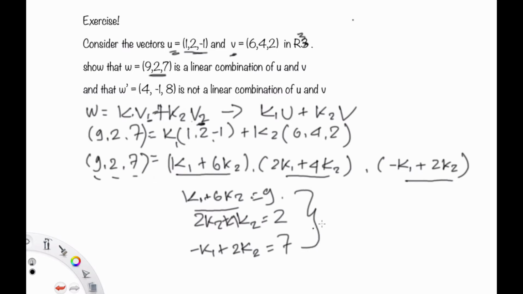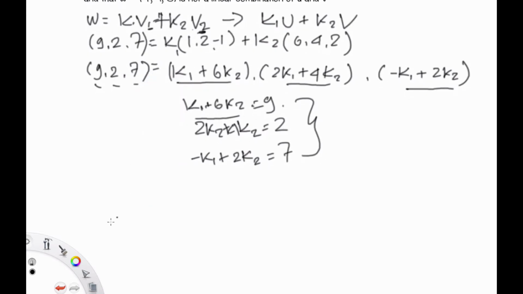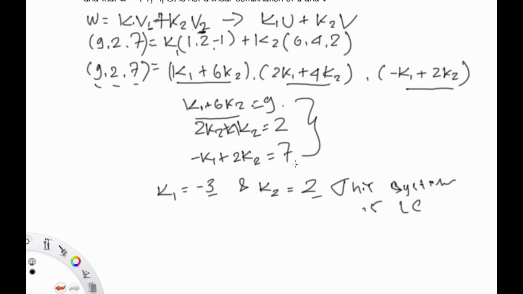After we have this system of linear equations, of course we can do what we have done before, using elimination. After the elimination, we get k1 is minus 3 and k2 is 2. Because we have real values of k1 and k2, it is a linear combination. Or we can write it as minus 3u plus 2v, which is another notation.